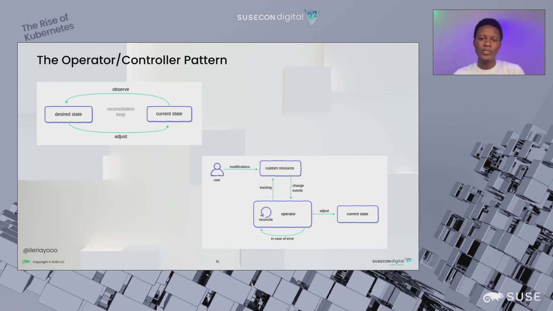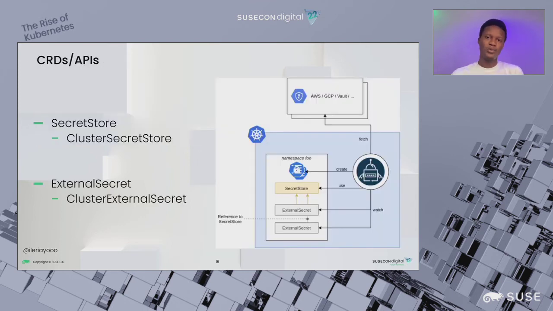But in this case, it's watching a custom resource, and that control loop happens. It goes on, looking at the custom resource you have defined, and it ensures that it takes it to your desired state. So that's how the External Secrets Operator works. But let's go into more detail. We won't be too technical, but just to talk more about that.